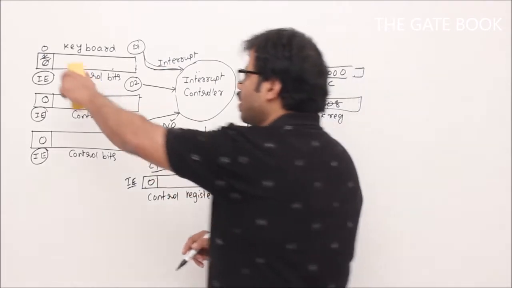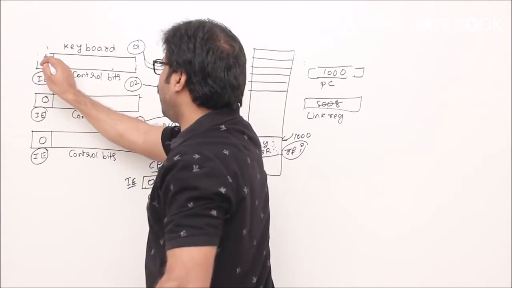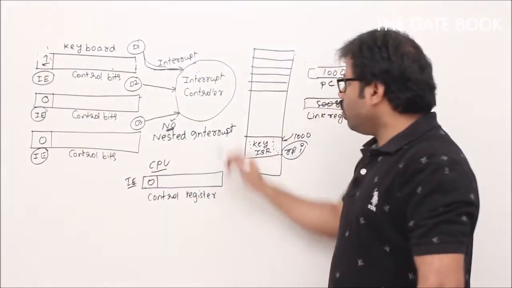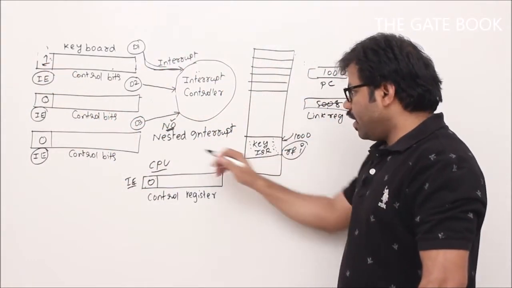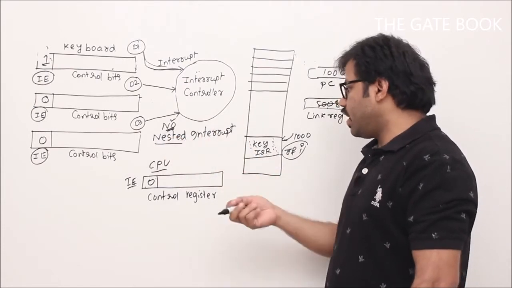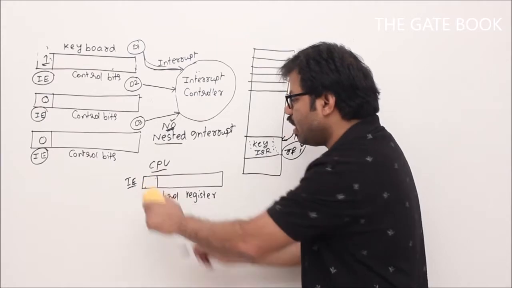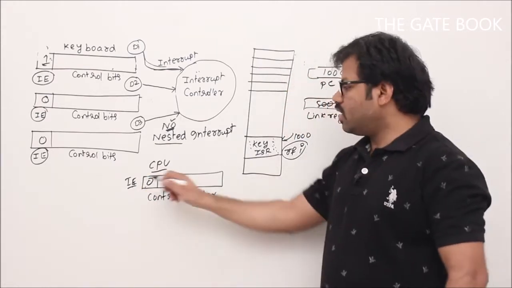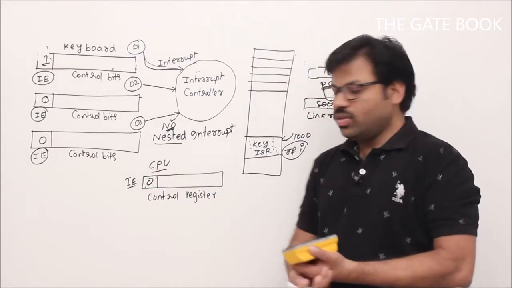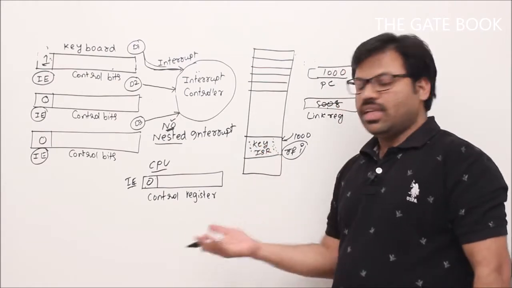Second alternative, sir, can I do one thing? I don't touch this bit, but whenever a keyboard generates an interrupt, because I want at most one interrupt and I don't want nested interrupts, can I make the CPU's IE bit 0? Yes. If you make the CPU's IE bit 0 through your interrupt service routine, then what happens?